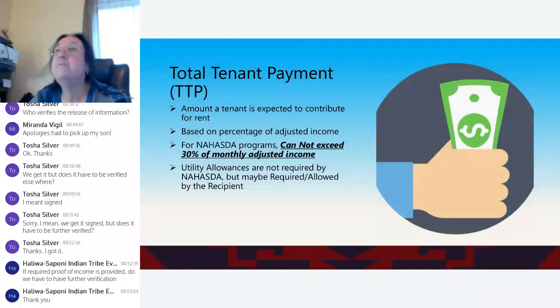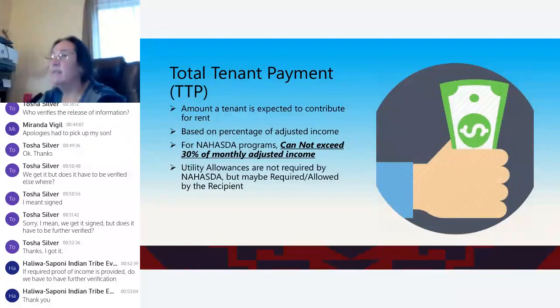So your TTP is your total tenant payment. It's the amount a tenant is expected to contribute for rent based on a percentage of adjusted income. For NAHASDA programs, it cannot exceed 30% of the monthly adjusted income. They want that pounded into your head. I've been instructed from HUD when working with people to make sure that that is scattered throughout the policy numerous times, so that nobody forgets it.